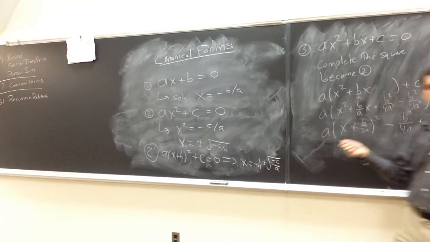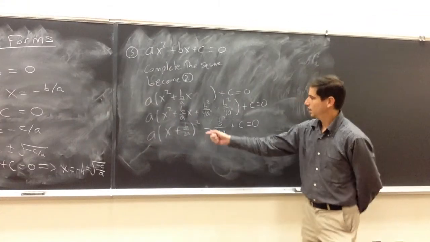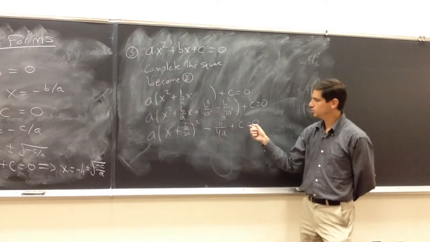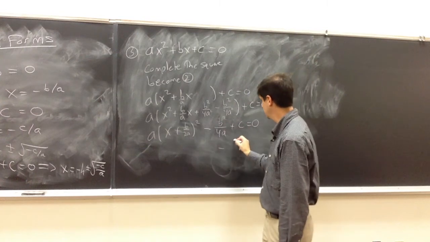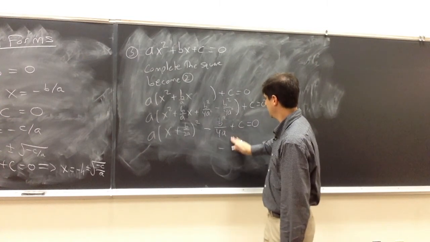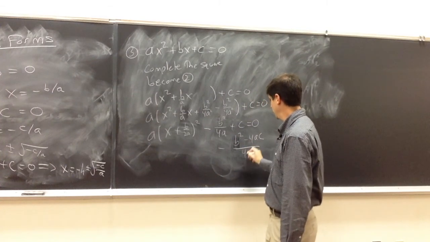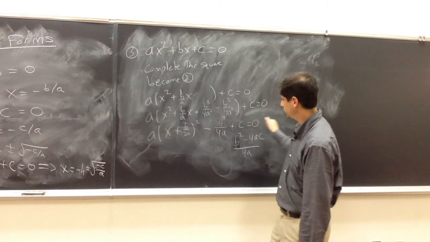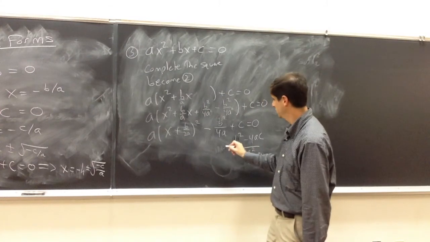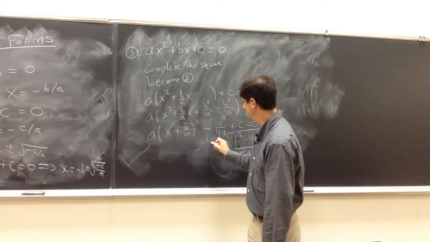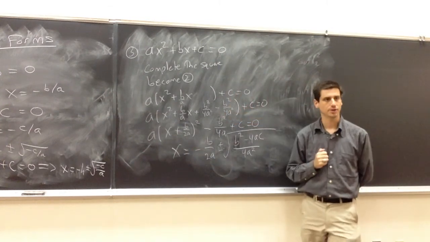If I do the algebra, what will I get? I have a times b over 2a. I have a negative b squared over 4a. I bring this over, I'll get negative c plus b squared minus 4ac all over 4a. When I bring this over, I have to divide by the a over here. I get an a squared. I take a square root. I'll get negative b over 2a plus or minus that. And there's the quadratic formula.